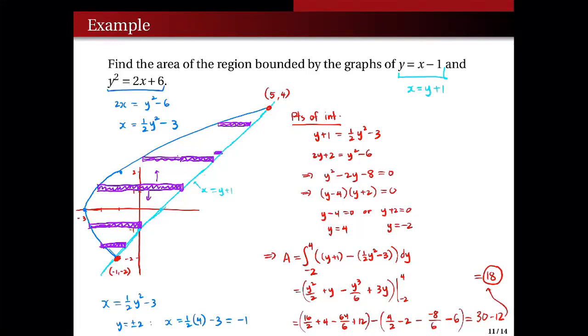Okay, so please check my arithmetic there. If my arithmetic is correct, then we will have this as the area. Other questions?